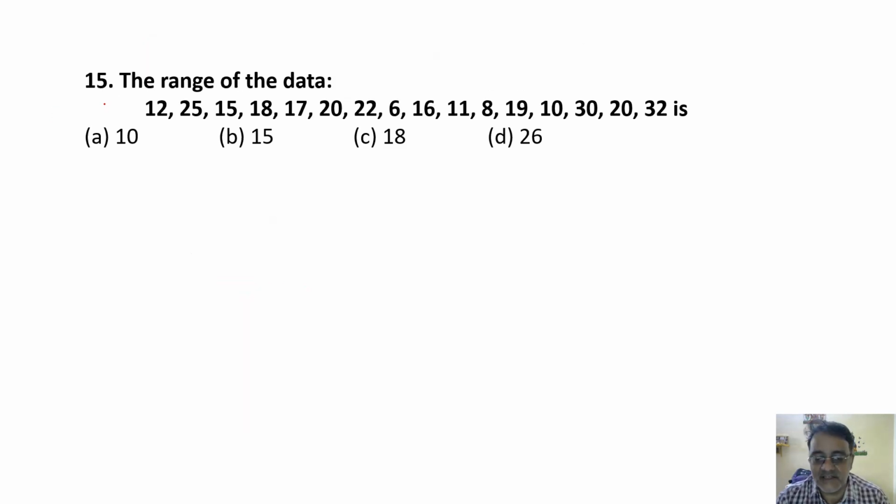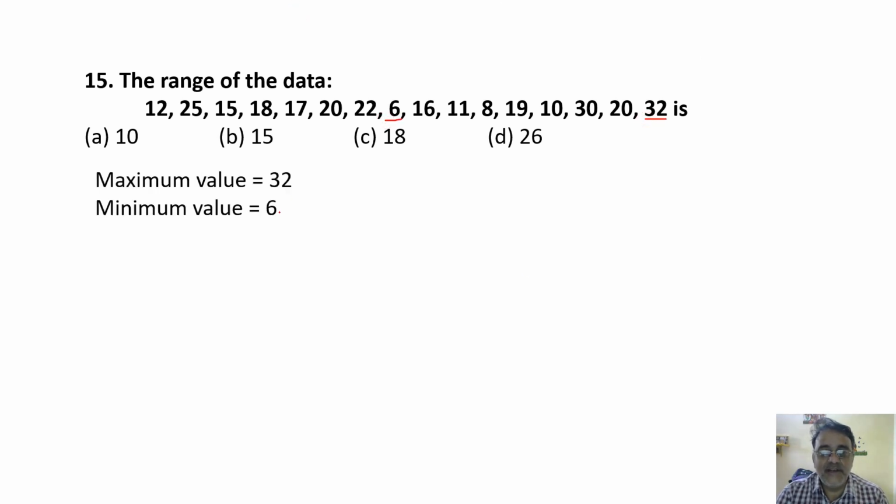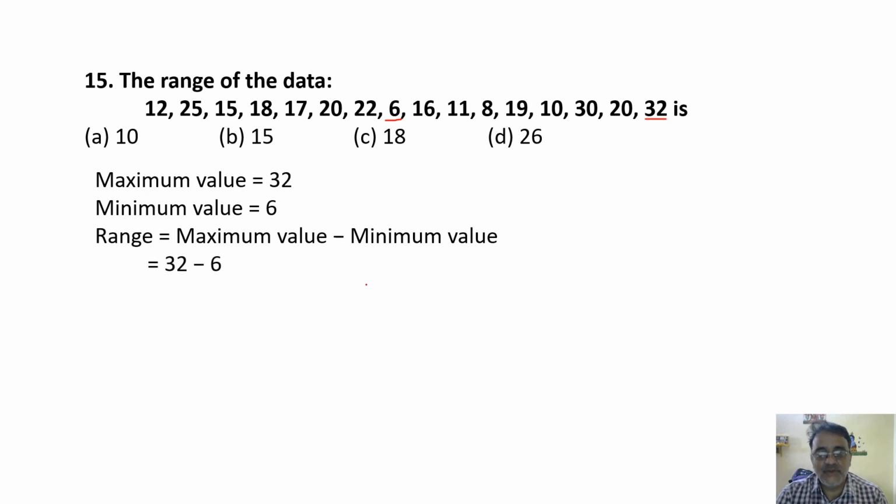The range of the data. We know that the range is given by the difference of maximum and minimum value, that is maximum value minus minimum value. So the maximum value here is 32 and the minimum value is 6. So 32 minus 6 is the range. So we are getting 26. And the correct option is D.